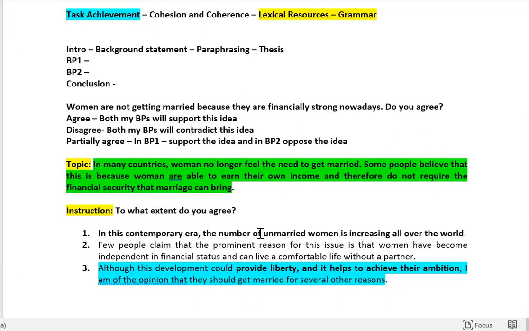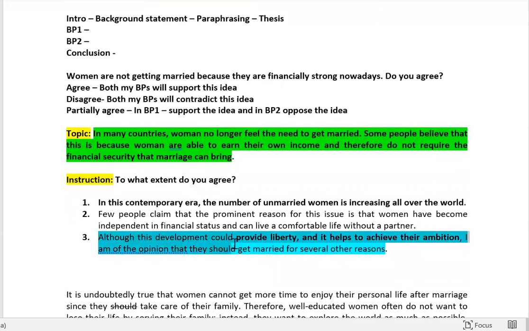So whenever you'll be sending your essays, I'll tell you more about it, how you're right or wrong. But the idea is, whatever you say in your thesis here, first it should be to the point, it should be related to the question. Now this one is not related to the question. First thing, it is talking about, I am of the opinion that they should get married for several reasons. It is not talking about whether they should marry or not. The question is not about it. So this is the importance of understanding the question.